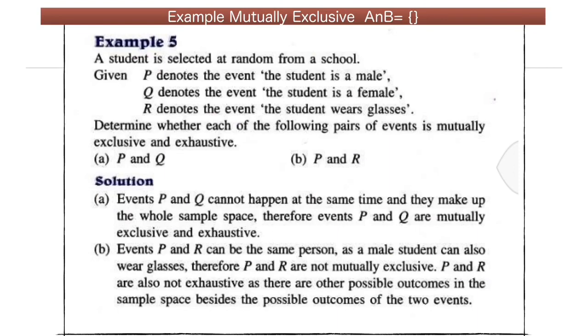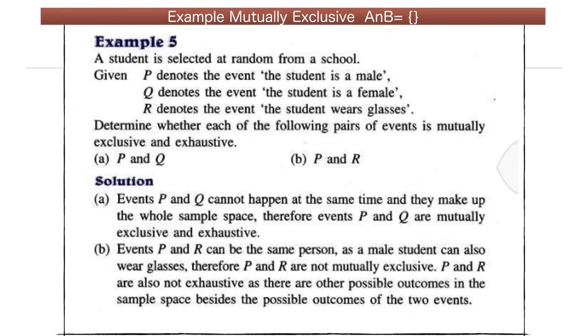Example: a student is selected at random from a school. Given P denotes the event the student is male, Q denotes the event the student is female, and R denotes the event the student wears glasses. Determine whether each of the following pairs of events is mutually exclusive and exhaustive.